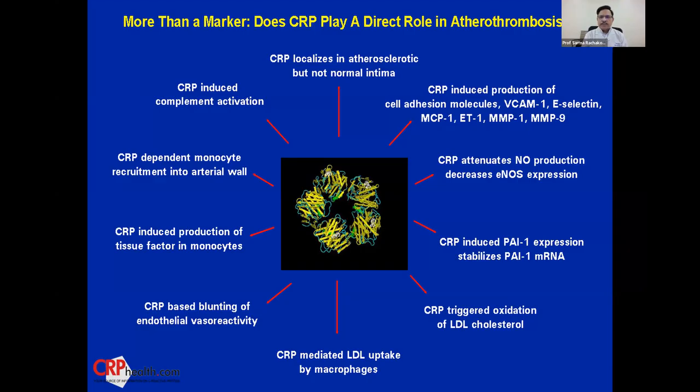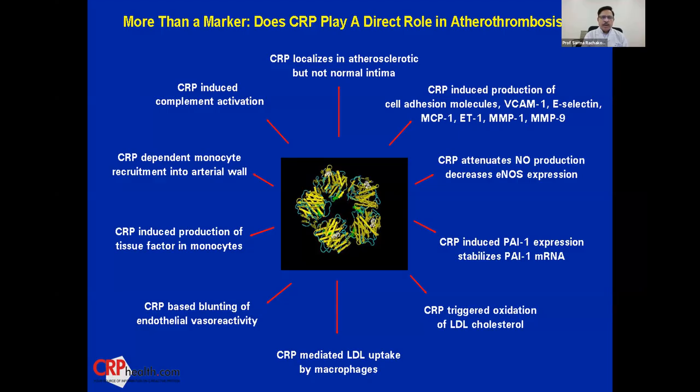CRP increases the plasma PAI-1 expression. That is, it stabilizes the PAI-1 mRNA. And so PAI-1 levels are increased and that triggers the atherosclerosis. CRP triggers oxidation of LDL. So CRP increases the oxidation of LDL. Unless the LDL is oxidized, it cannot get into the intima. CRP mediated LDL uptake by the macrophages.